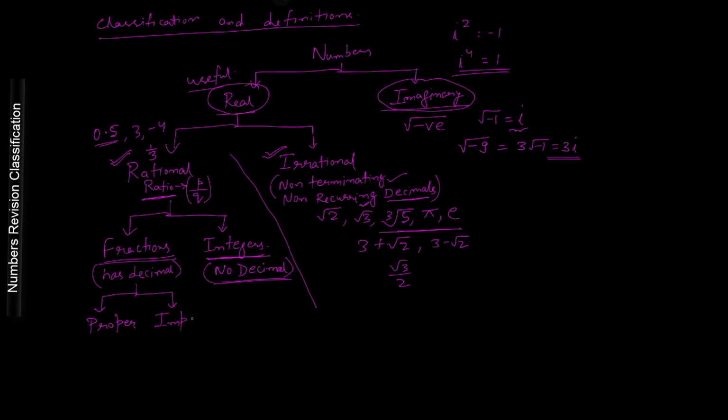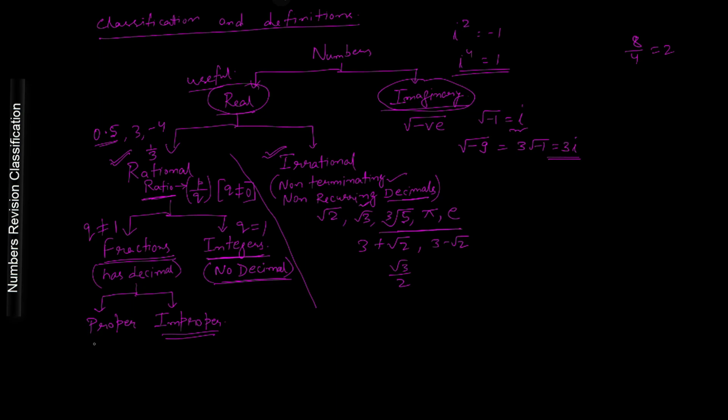One important thing: in the definition of rational numbers, when we said p by q, it is important to mention that q cannot be equal to 0, because it has to be a measurable quantity. For fractions, q cannot be equal to 1 in the most simplified form. So you can't say 8/4 is a fraction, because on simplification it gives us 2. So in the most simplified form, q cannot be equal to 1. And for integers, q is equal to 1. That's what you can say.